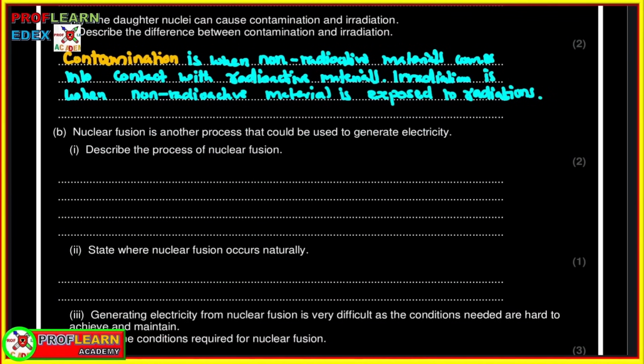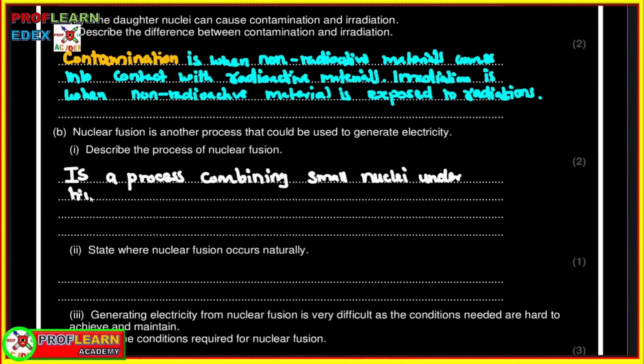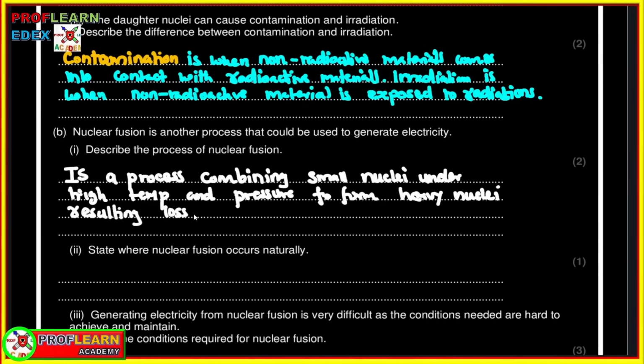Describe the process of nuclear fusion. Nuclear fission is the splitting of a heavy nucleus into lighter nuclei. But nuclear fusion is a process of combining two lighter nuclei under high temperature and pressure to form a heavy nucleus, and this also results in loss of mass and release of energy.